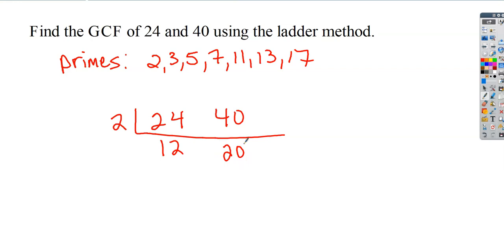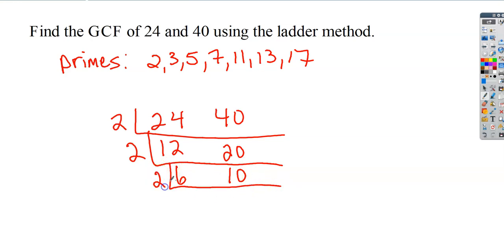And I don't make the next rung on the ladder until I figure out if they have common factors. And they're both even numbers, 12 and 20. So I know I can continue my ladder. And this time I'm going to divide by 2 because they're still even. Oh my gosh, and they're still even numbers. So I'm continuing to divide by 2. When I divide 6 by 2, I get 3, and 10 divided by 2 is 5.